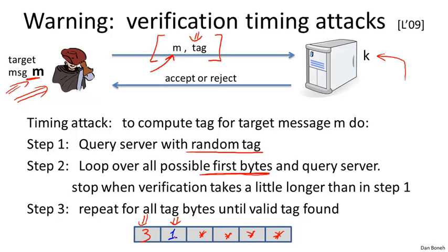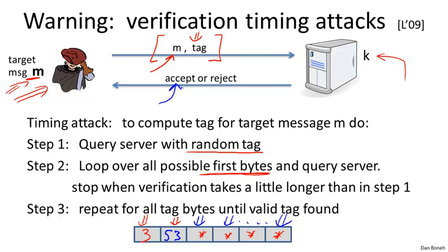Eventually, let's say when the byte is set to, I don't know, 53, all of a sudden the server takes a little bit longer to respond, which means that now the comparator matched on the first 2 bytes, and the attacker learned that the first 2 bytes of the MAC are 3 and 53. Now he can move on and do the exact same thing on the third byte, and then on the fourth byte, and so on and so forth, until finally the server says, yes, I accept, you actually gave me the right MAC, and then it will go ahead and act on this bogus message that the attacker supplied.